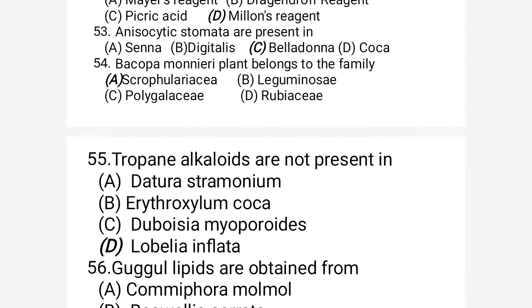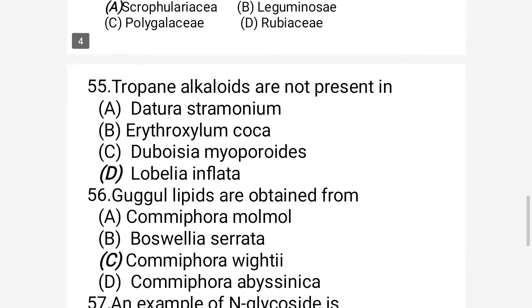Now question 54. Bacopa monnieri is the plant which belongs to the family, so we have to find out which family. This is a direct question from the family. Bacopa monnieri's family is Scrophulariaceae. So option A is the correct option.